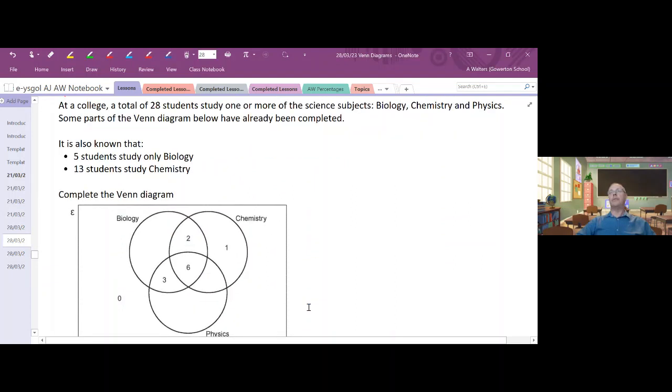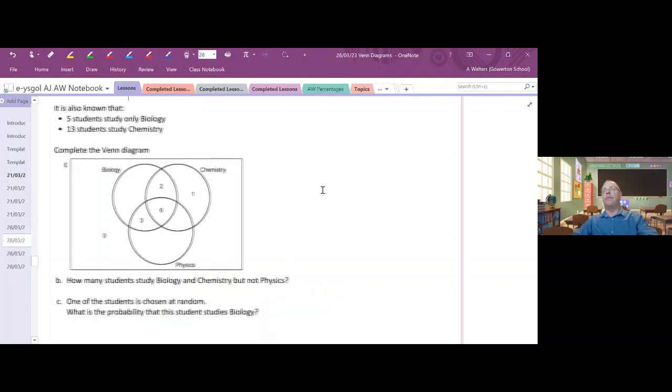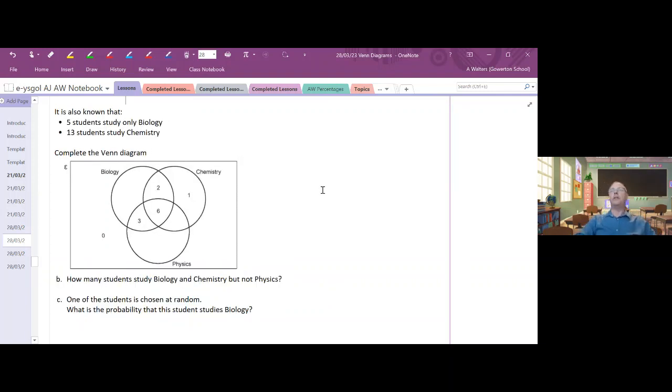The next question, there it is. I'm going to highlight a couple of things. 28 students taking biology, chemistry and physics. So I'll come down the page slightly. In actual fact, I'll zoom in. Right, I'll write 28 students here rather than.